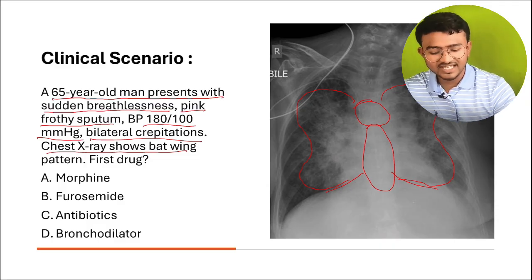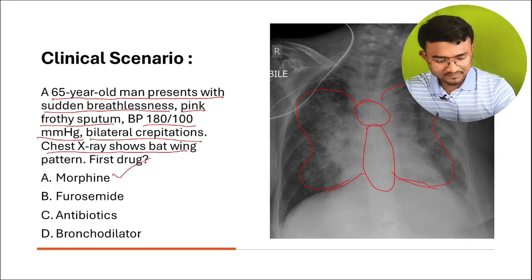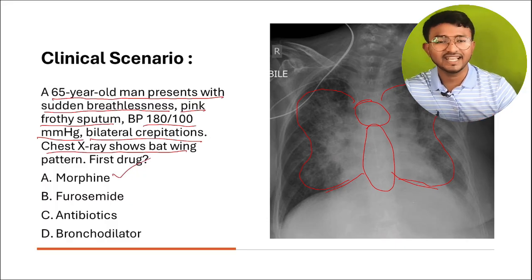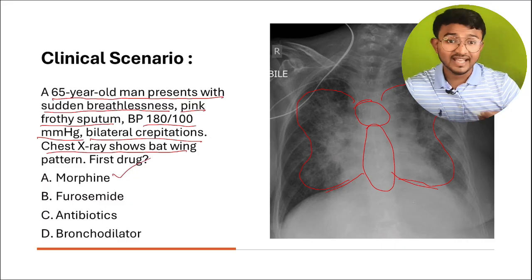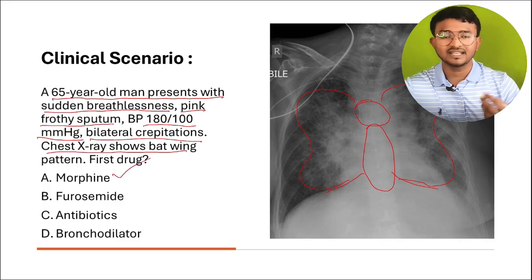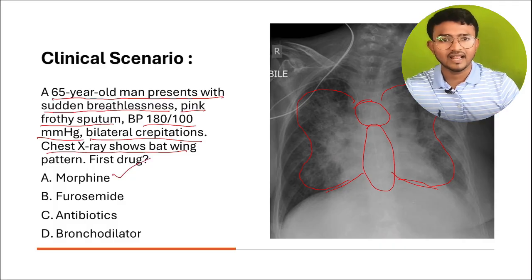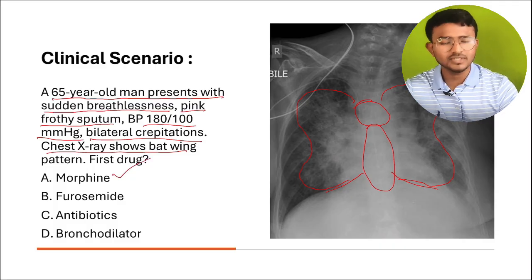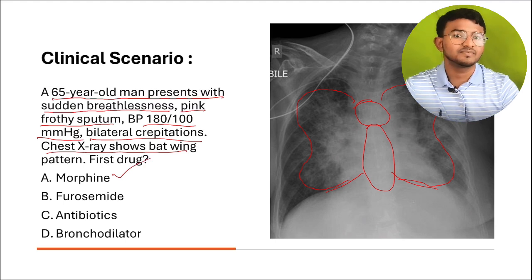Here we have some options. The first is morphine. Morphine we can use, but mostly if the patient is having anxiety, air hunger, or tachypnea, and anxiety and panic, we use morphine. But it can cause respiratory depression.